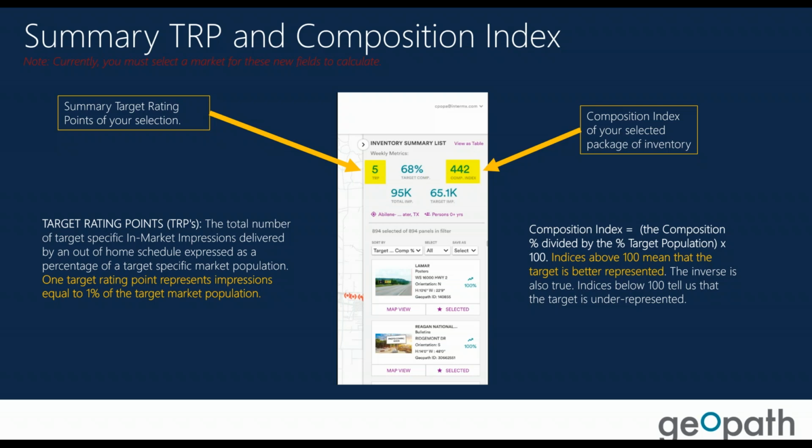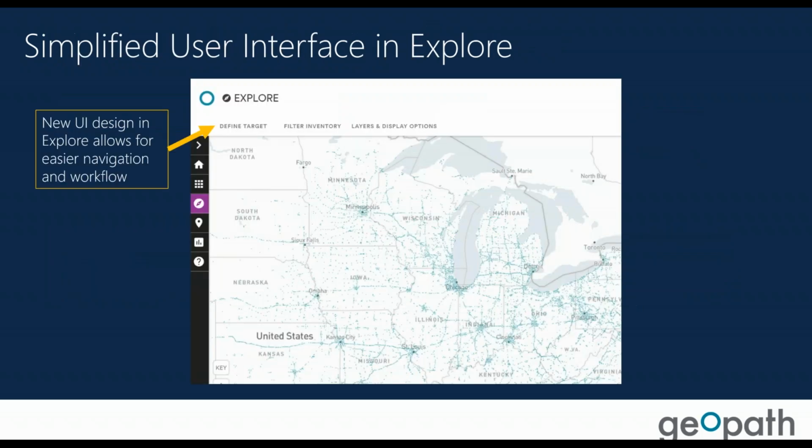Just a couple of notes there on the bottom of what a TRP is and what a composition index is as well. The TRP is a sense of the media weight in an area, and then the composition index gives you a general sense of how well the target you're trying to reach is represented within the inventory that you have. And I'll show you a couple of different places where you can find these definitions or find out more information on these as well when we get into the tool.